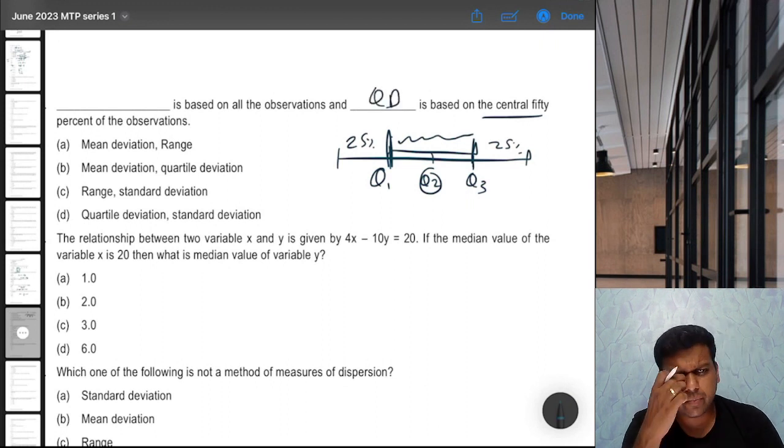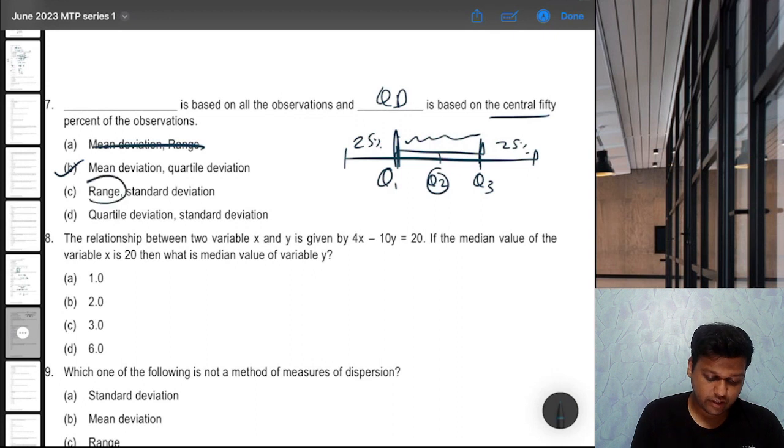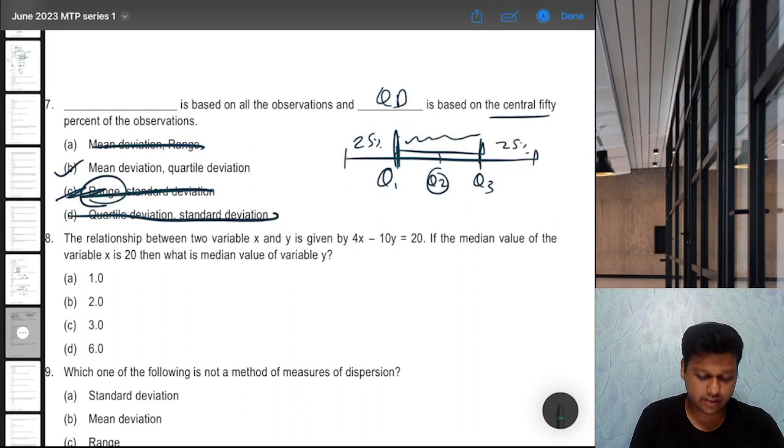And dash is based on all observations. Now obviously we can see that this is the answer, but still understand. So this is not correct. Range is not correct because the range only considers the highest and lowest observation, not all observations. Okay, so wrong. Quartile deviation is not the first, so that is also wrong. So B is the correct answer.